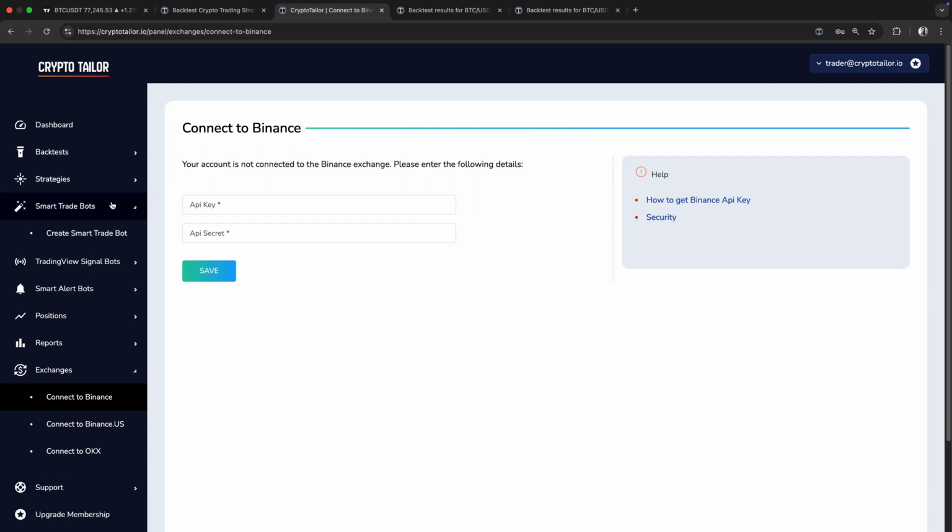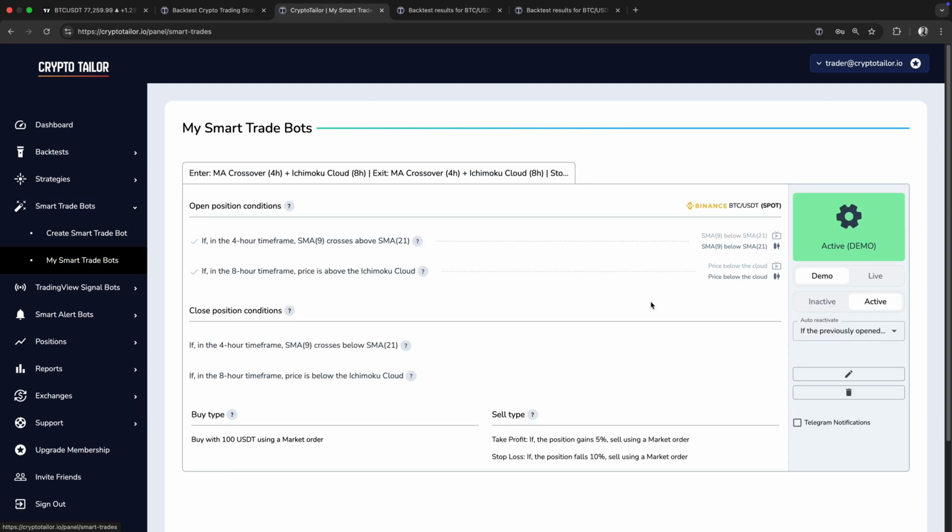Once your exchange is connected, switching from demo to live is as easy as flipping a switch. From then on, your bot will place real orders on your exchange whenever the buy condition is met, following the rules and risk settings you've defined.